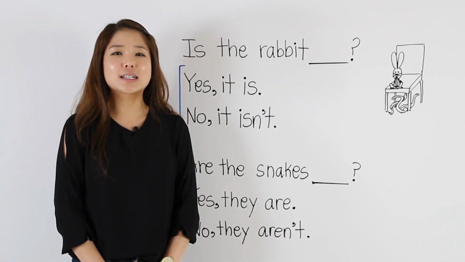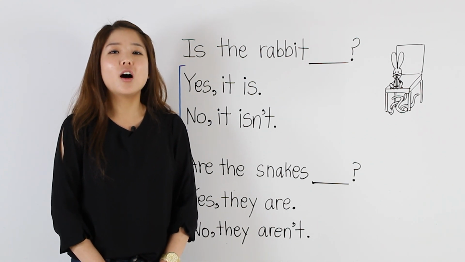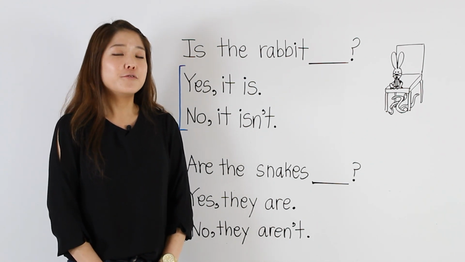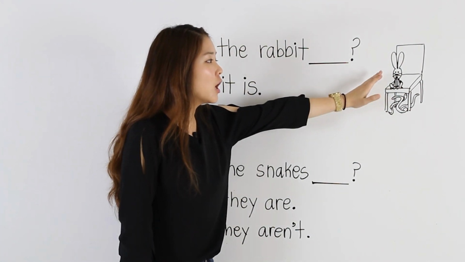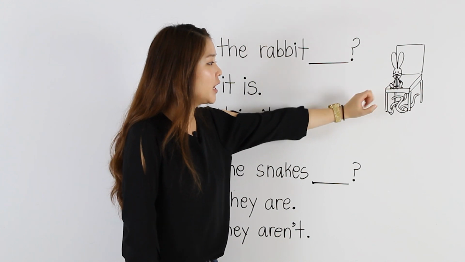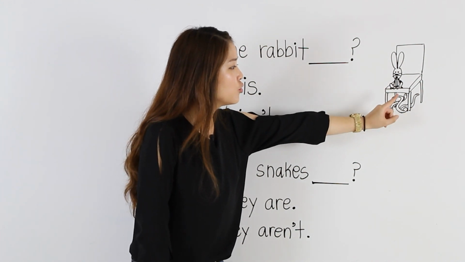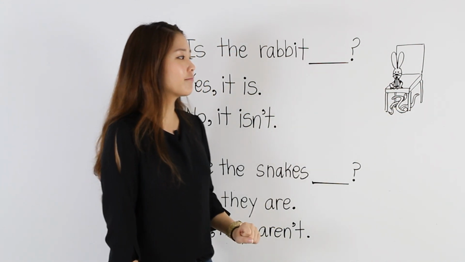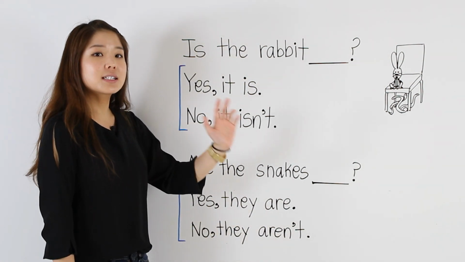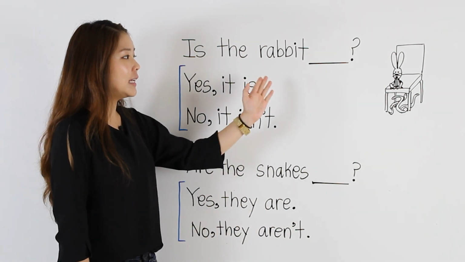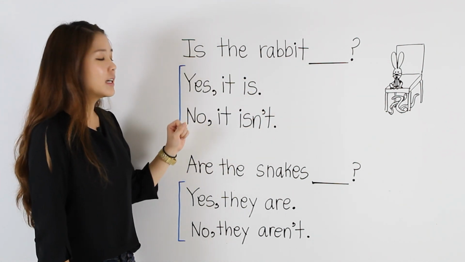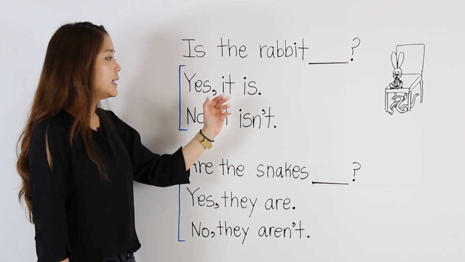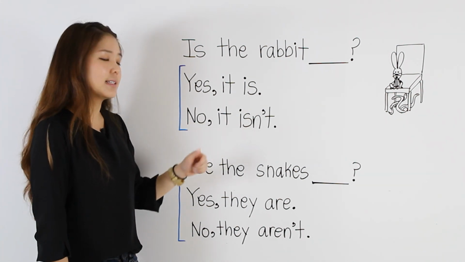Now we're going to practice asking and answering questions using in, on, and under. First, let's take a look at this picture. Here we have a rabbit, a chair, and 1, 2, 3 snakes. Okay, so I will ask a question using in, on, or under. I want you to think, is the answer yes, it is, or no, it isn't?